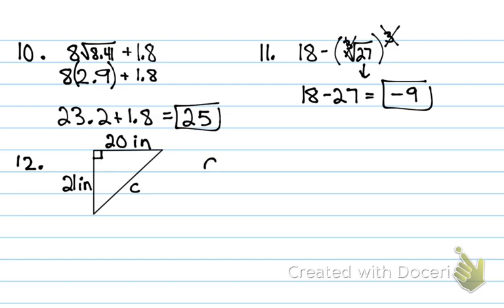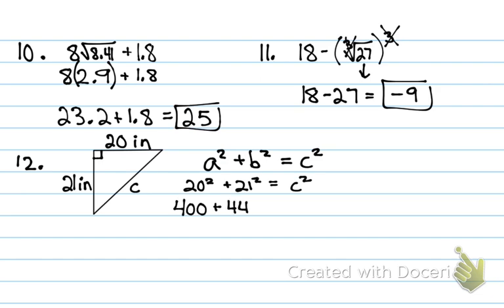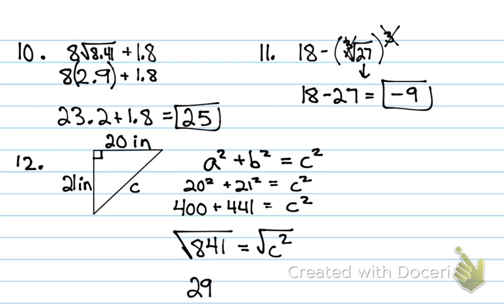So it's A squared plus B squared equals C squared. Then you have 20 squared plus 21 squared equals C squared. So then you have 400 plus 441 equals C squared. Then you have 841 equals C squared. And now what do we do? Square root it. What's the square root of 841? 29. You see what you did? Okay, 29 inches equals C.